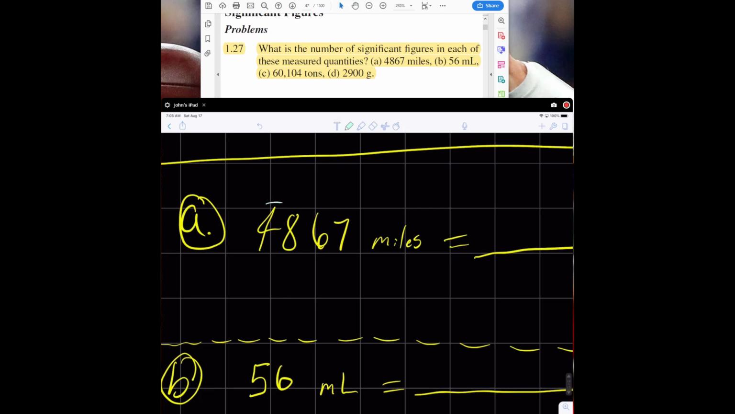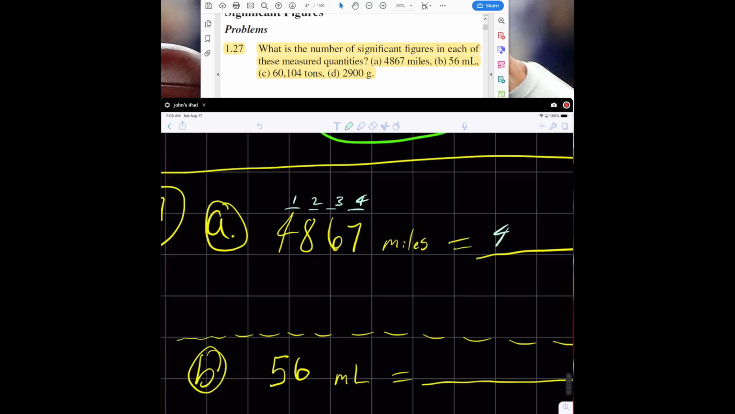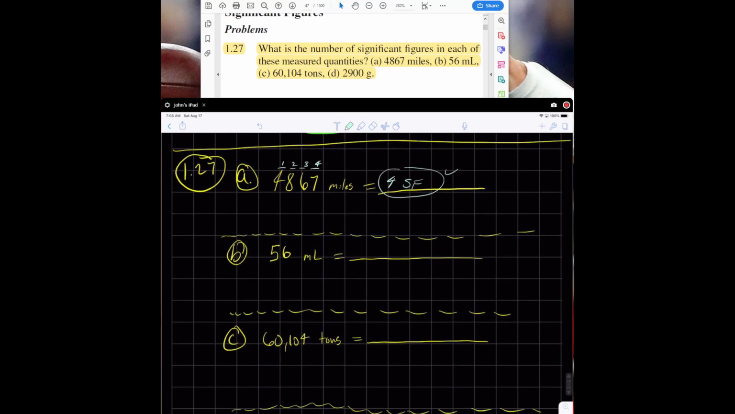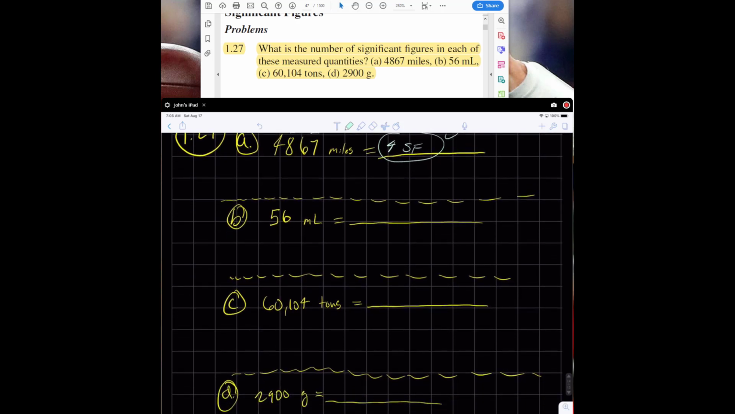4,867 miles. How many sig figs? 1, 2, 3, 4. Look at the hash marks I'm making here. There's 4 sig figs, and I'm just going to abbreviate it as SF for sig figs. The solution in the textbook matches this. 4. B. 56 ml or milliliters. Well, 1, 2. There's 2 sig figs.